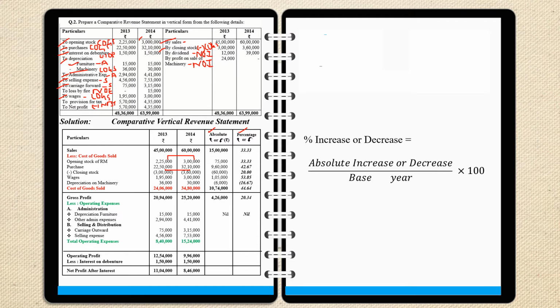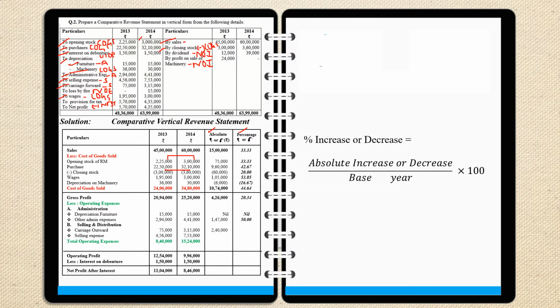Similarly, closing stock, if we look, there is an increase of 60,000 rupees. So 60,000 divided by 3 lakh, so we are getting the percentage of 20%. Then 1,95,000, 3 lakh, so there is an absolute increase, that is 1,05,000. So percentage, 1,05,000 divided by 1,95,000, so we are getting 53.85.